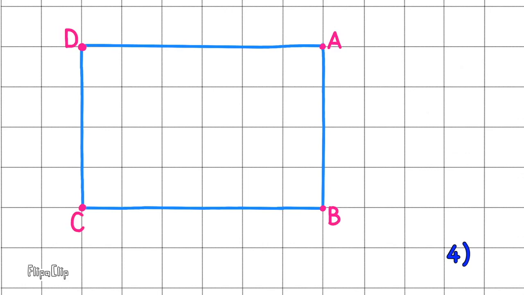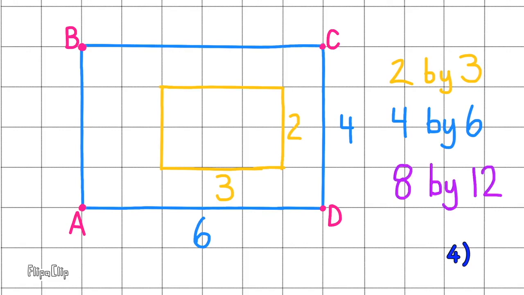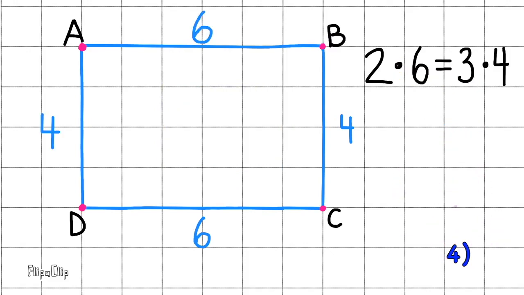Let's take a look at F. 2 times AB equals 3 times BC. We could rearrange the order of these labels to make this true. And you could see that 2 times one side length could equal 3 times the other side length. So for example, 2 times 3 and 3 times 2, or 4 times 3 and 6 times 2. These rectangles could be similar.